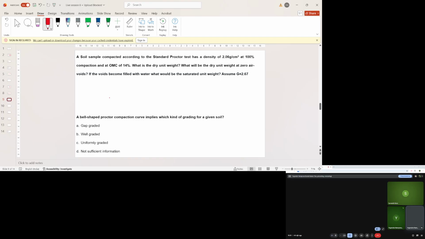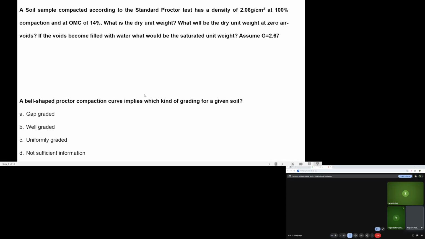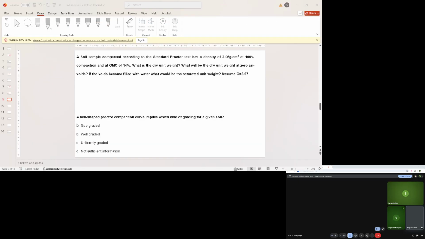How will you calculate this? What are all the given? First, we list down the given parameters, right? Yes, sir. Now we have bulk density gamma bulk 2.06 gram per cc, OMC 14%, GS 2.67. Water content is 14%, that is 0.14, right?